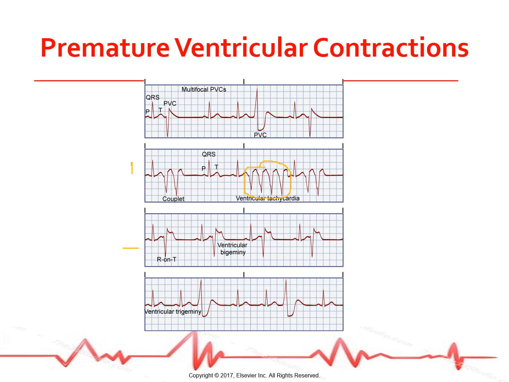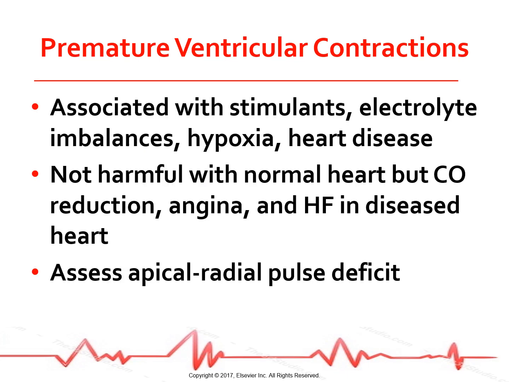PVCs are always wide. The QRS on a PVC will always be greater than 0.12. Anytime we have a ventricular rhythm or a beat that is an ectopic beat within the ventricle that is stimulating a heartbeat, it is going to be widened, such as what we see with the PVCs. PVCs can be considered a tad bit more serious than PACs.